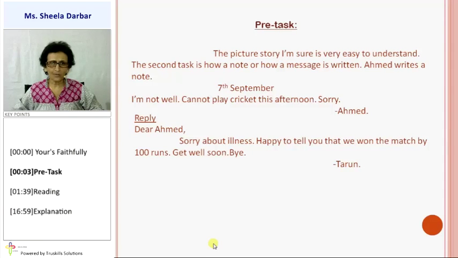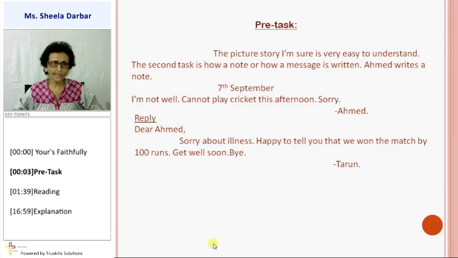The second one is sort of a message. But one more thing that you need to note down in a message is also the date. "Dear Ahmed," as this was written on the same day after the match. "Dear Ahmed, sorry about your illness. Happy to tell you that we won the match by 100 runs. Get well soon. Bye." So see, neither of them has beaten about the bush or written anything extra, very precise, to the point, what they want to convey.